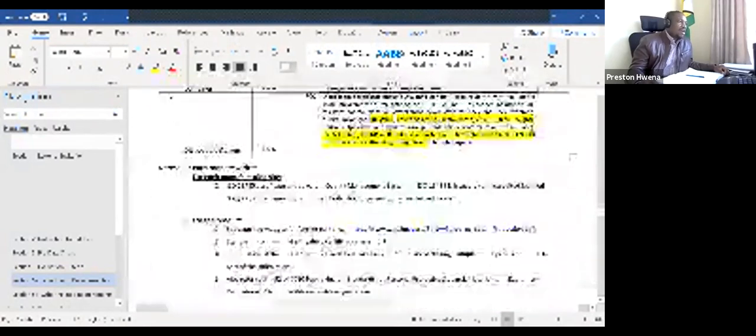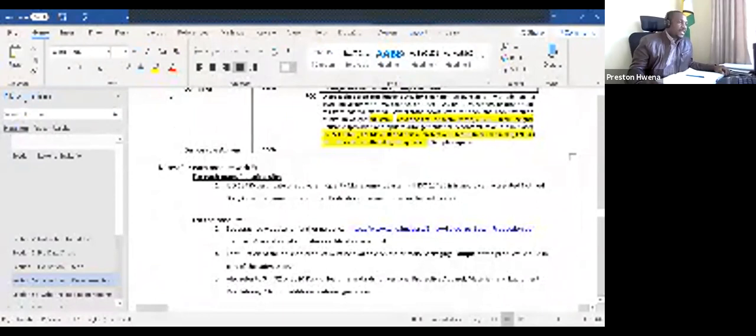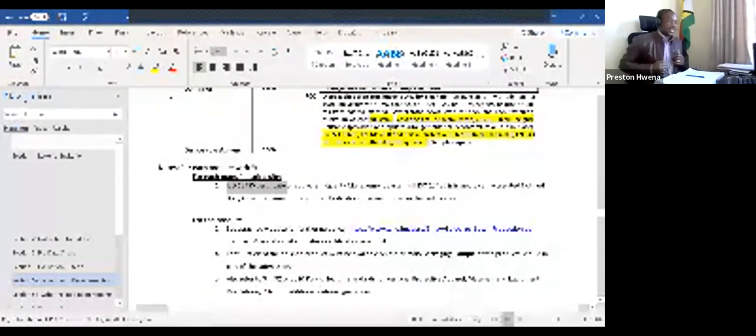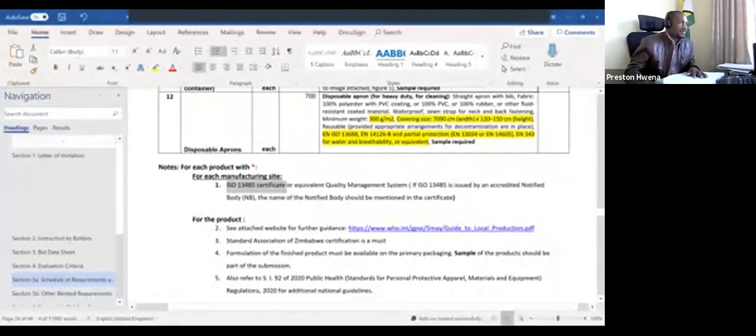Then what we are also saying is that if you are a manufacturer, we are looking at an ISO 13485 certificate or equivalent quality management system, which is issued by an accredited and notified body. And we are saying the name of the notified body should be mentioned in the certificate. Maybe you are not a manufacturer, you are just an agent, you are just a distributor. But please get these documents from your manufacturer because these documents will be required.